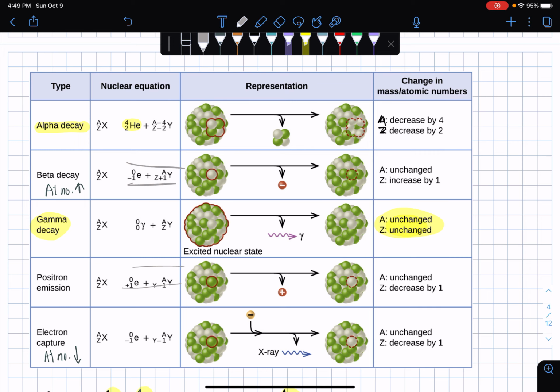So I think we could make one specific conclusion from this table. Out of the 5, one of them contributes to a change in the atomic mass. That would be the alpha decay. The rest, the atomic mass would remain unchanged, as you can see here. That goes for beta decay, gamma, positron emission, and electron capture. But as for alpha decay, there is a change in the atomic mass.